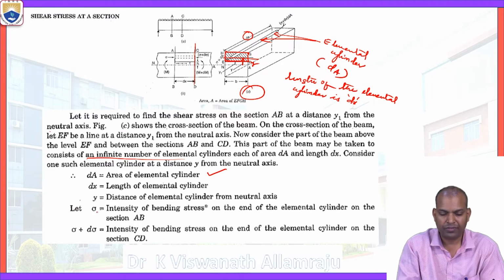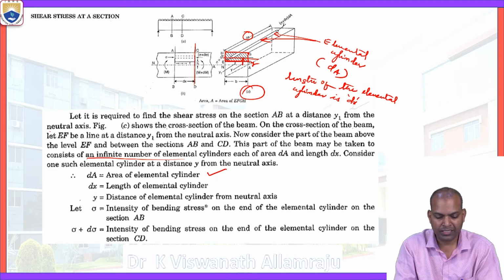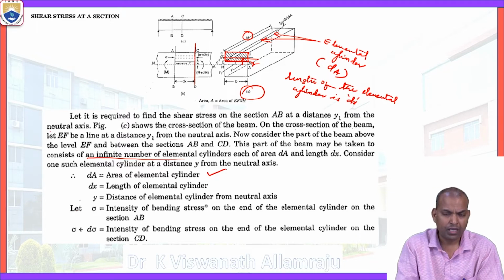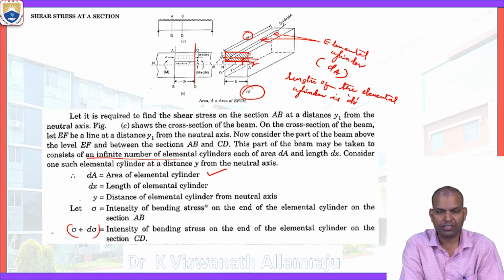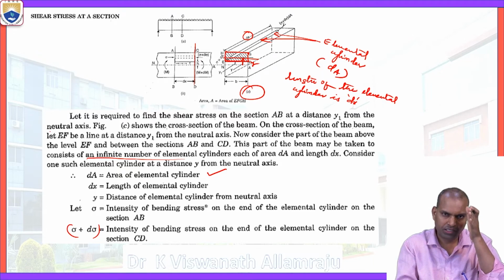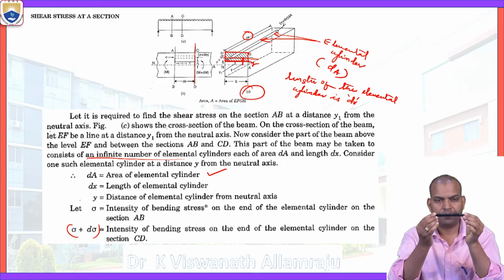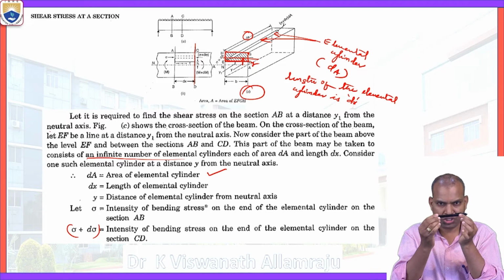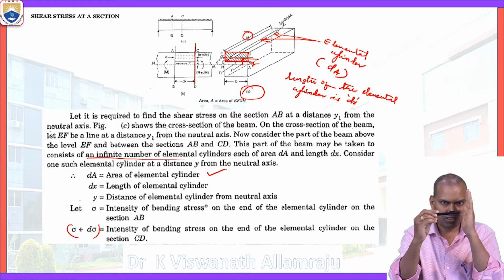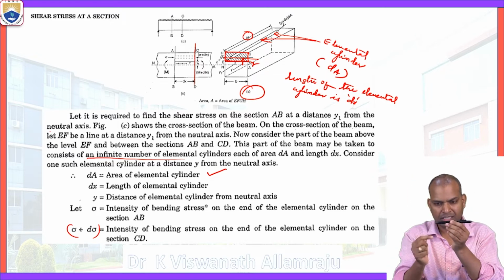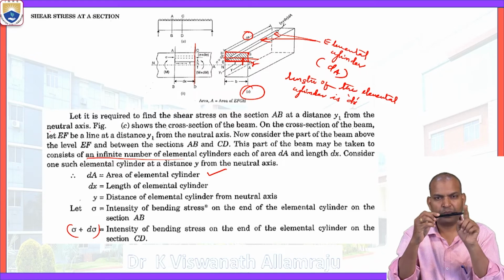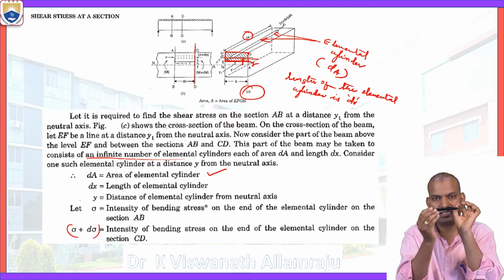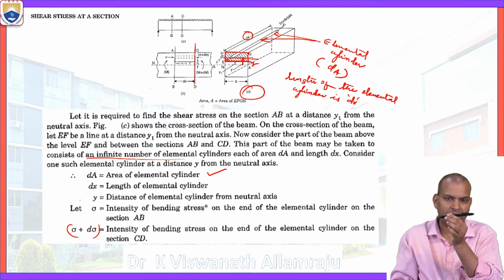Sigma is the intensity of bending stress on one end of the elemental cylinder, that is section AB. And sigma plus d sigma is the intensity of bending stress on the other end, that is on section CD. The area of cross section of this elemental cylinder is dA. On the AB side it is sigma, and on the CD side it is sigma plus d sigma. That is the bending stress this elemental cylinder is experiencing.